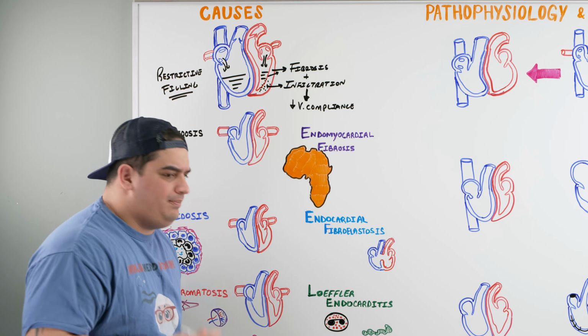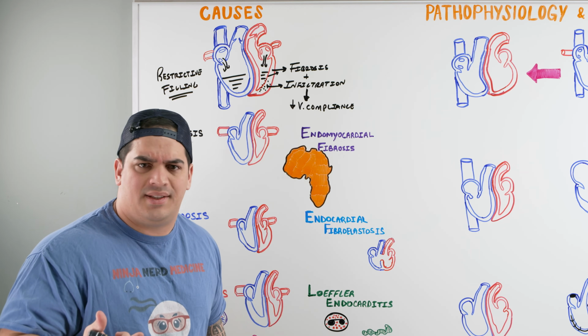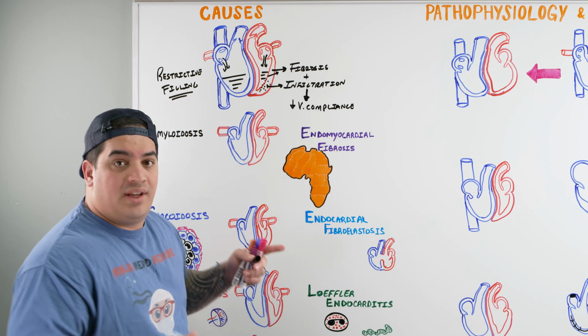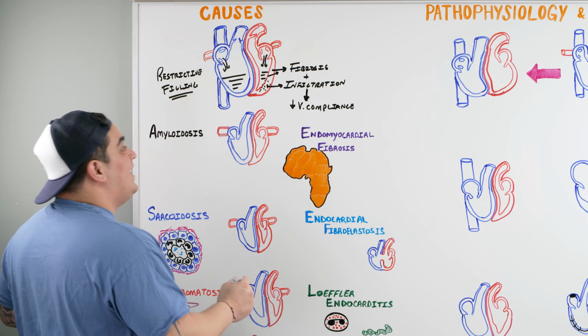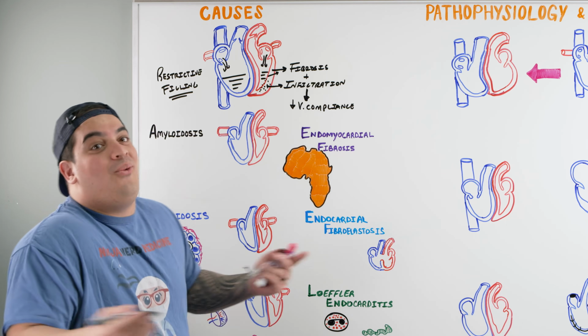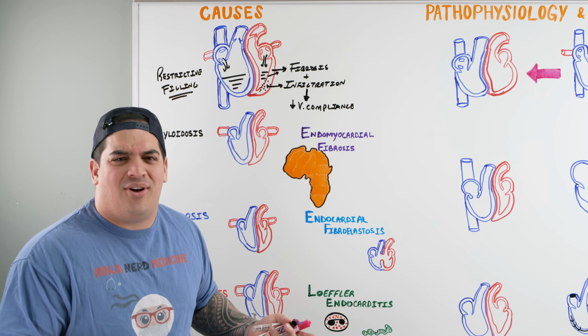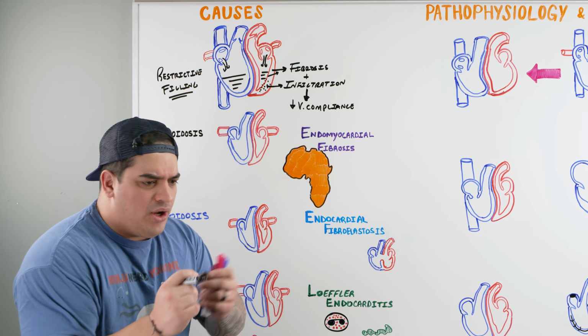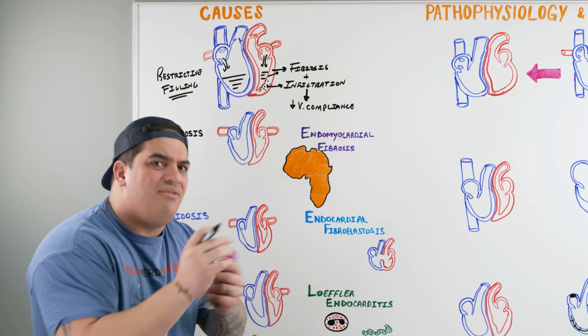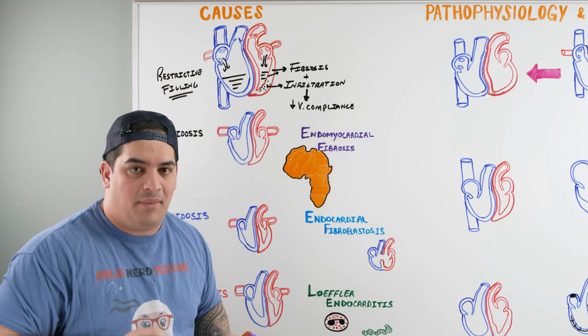Now the question is, what causes this fibrosis and these infiltrative processes? To be honest with you, the most common cause is actually idiopathic. We don't really know why. So that is the most common cause. However, we may want to investigate other secondary causes that may be involved.